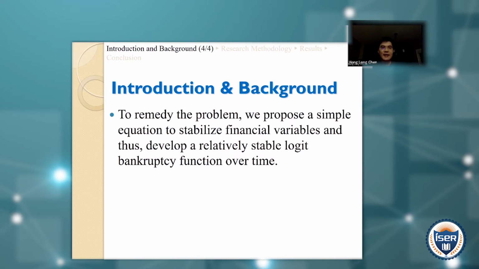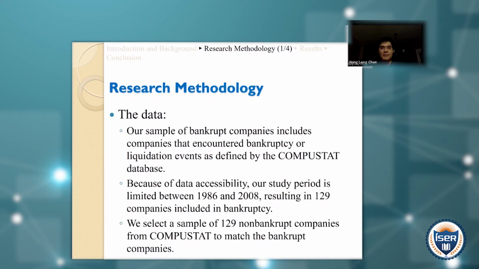Research methodology of the data. Our sample of bankrupt companies include companies that encounter bankruptcy or liquidation events as defined by the CompuStat database. Because of data accessibility, our study period is limited between 1986 to 2008, resulting in 129 companies included in bankruptcy. We select a sample of 129 non-bankrupt companies from CompuStat to match the bankrupt companies.